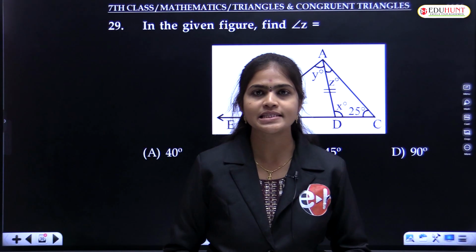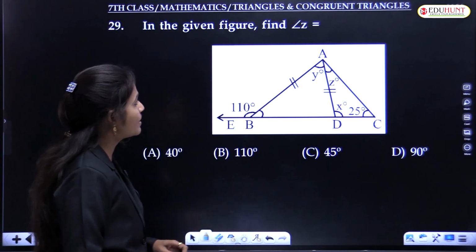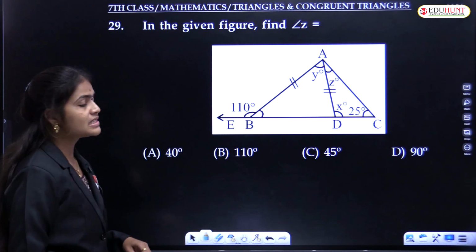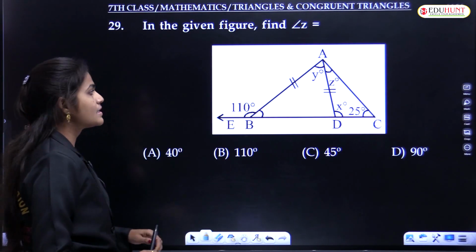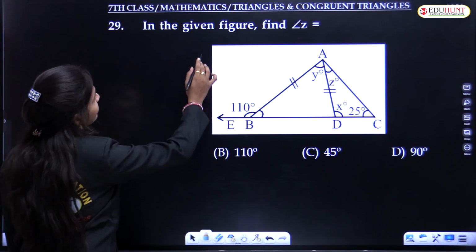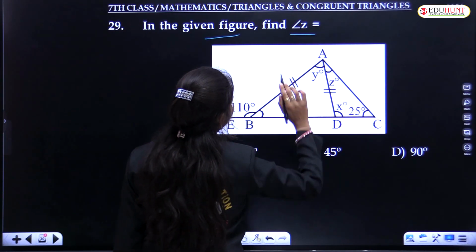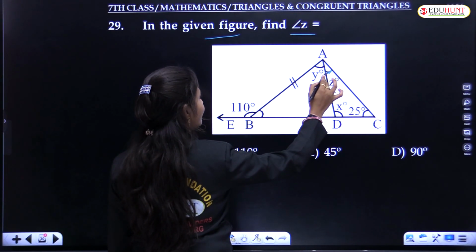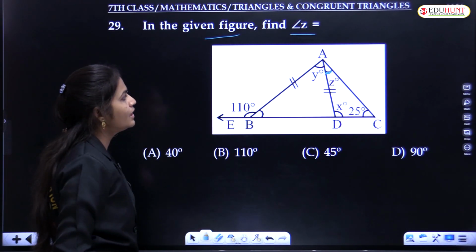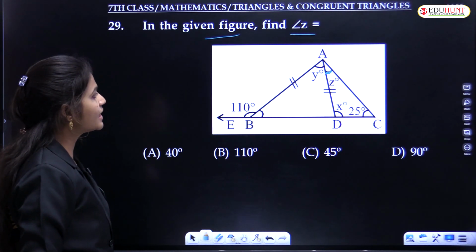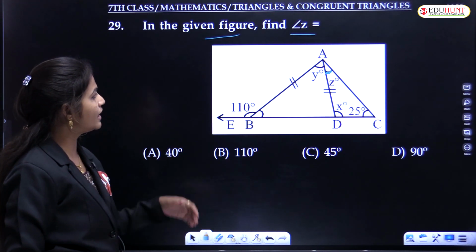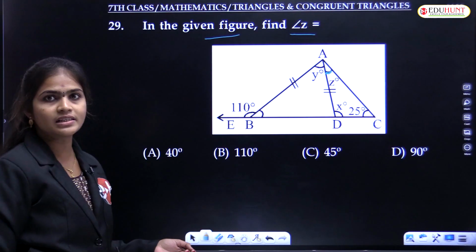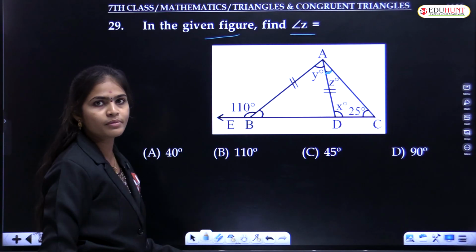Hi children, in this video we are going to discuss the problems from 29 onwards. So listen carefully to these problems. In the given figure, find angle Z. So where is that angle Z? This is the angle we need to find out. Before finding angle Z, we need to find the x value and y value. After that we go for Z. So let us see how to simplify this.